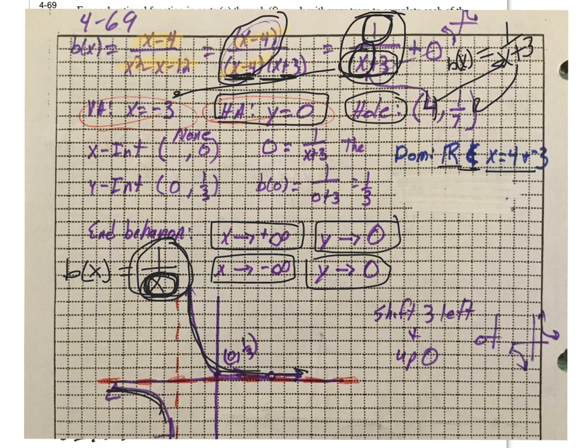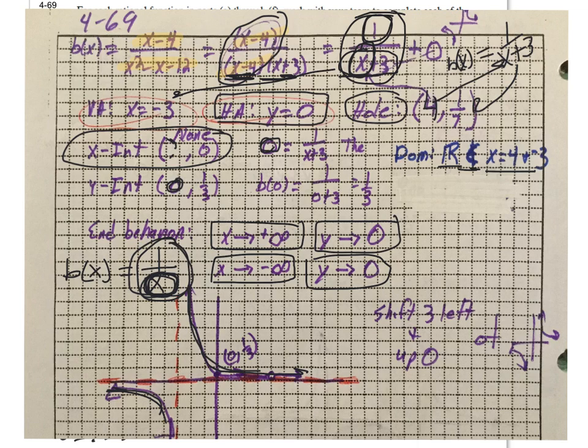What about x-intercepts? Well, x-intercepts occur when the y value is 0. So I need to find an x value when y is 0. But if I take 0 and set that equal to 1 over x plus 3, I cannot get an output of 0. Therefore, there is no x-intercept. Now for a y-intercept, that occurs when x is 0. So I'm going to plug 0 in for x, and I get an output of 1/3.